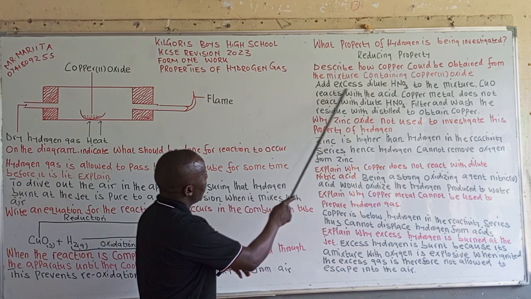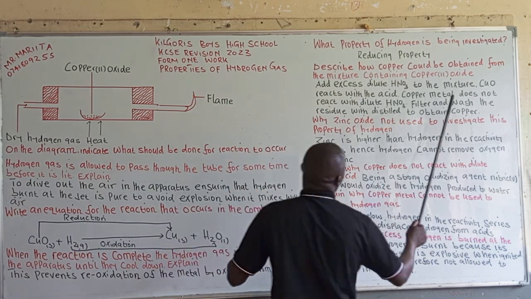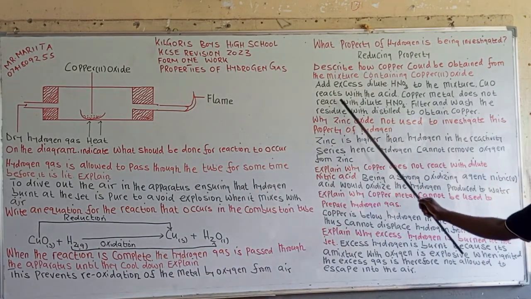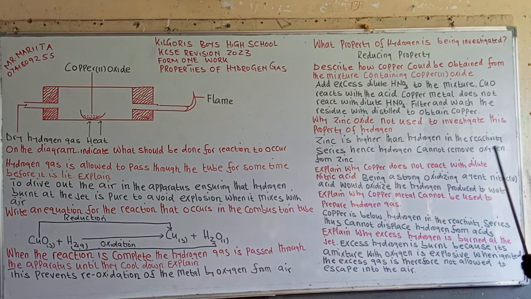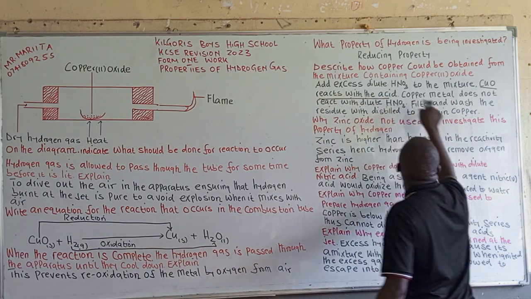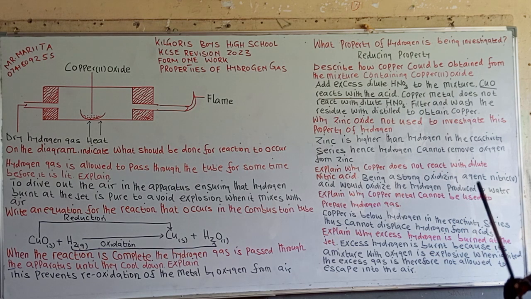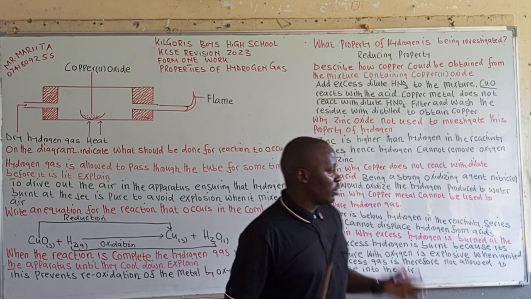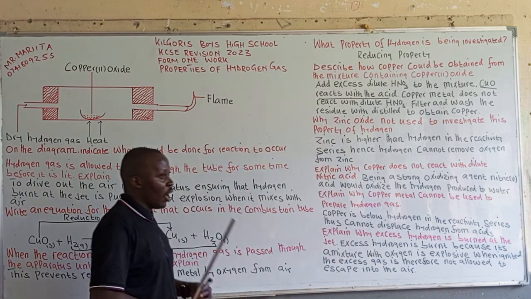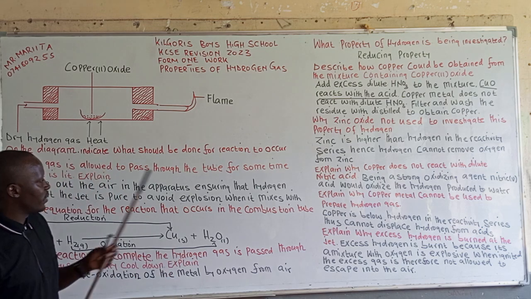You add excess dilute nitric acid to the mixture. Copper oxide reacts with the nitric acid. Copper metal does not react with the nitric acid. So what will you do next? Filter and wash the residue with distilled water to obtain copper. That is a very simple step for obtaining copper from a mixture containing copper oxide.